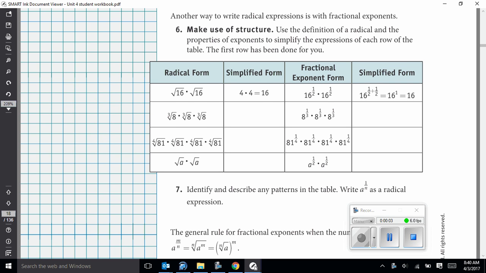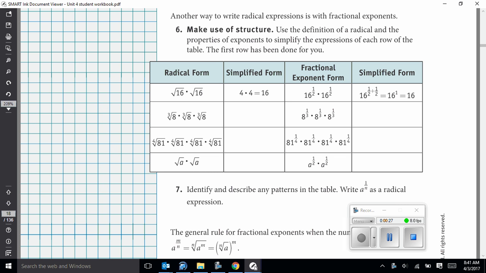So use the definition of a radical and the properties of exponents to simplify the expression of each row of the table. The first row has been done for you. So what did they do to get this first row filled in? How did they get this 4 times 4? Alright, so the square root of 16 is 4. So 4 times 4 equals 16.